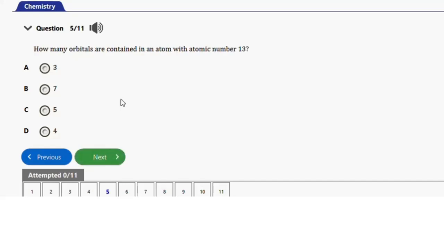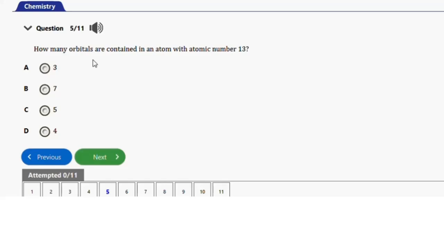Next question will be this one. It says how many orbitals are contained in an atom with atomic number 13? So atomic number 13 gives aluminium. Now if you want to represent the electronic configuration or distribution of this atom, you're going to have 2, 8, and 3. The 2 is for the K shell, the 8 is for the L shell, and the 3 is for the M shell. So 2 plus 8 plus 3 gives you 13.